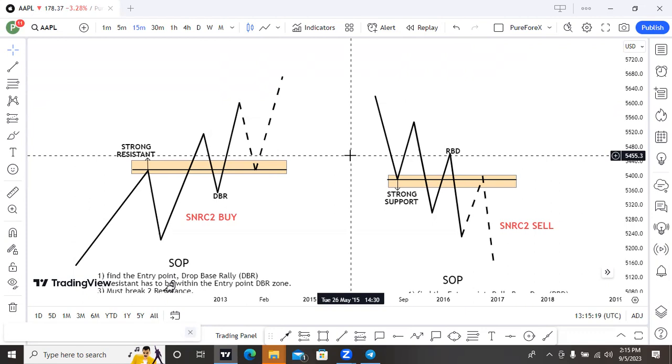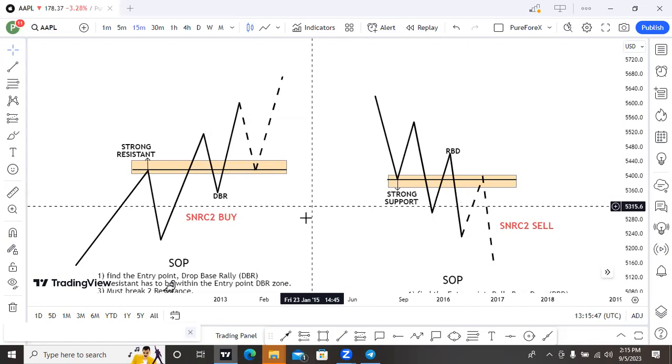Like I said, SNRC2 setup is a sibling to SNRC1 setup. And SNRC2 setup is also a continuation setup category, which means that whenever this setup presents itself on the chart, it supports a trend continuation. So without much ado, guys, let us look at the standard operating procedures in identifying SNRC2 setup.